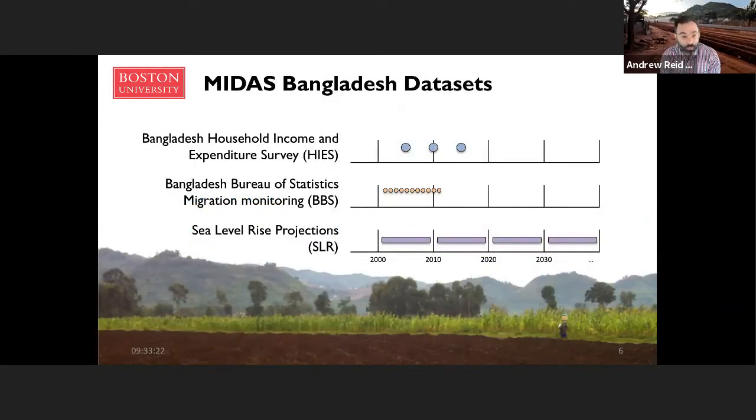So the application that I'm going to show, entirely making use of secondary data, this is what we had available to us. We had a few waves of a repeated cross-sectional household income and expenditure survey from Bangladesh that was representative at the district scale. We had a partially overlapping annual data set of internal migration in Bangladesh between districts. And then we had modeled projections at the decade scale for expected sea level rise under different RCPs. And I think we used 2.6, 4.5, and 8.5 in our data set.